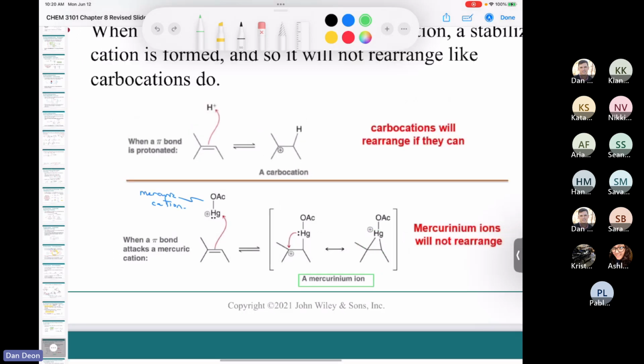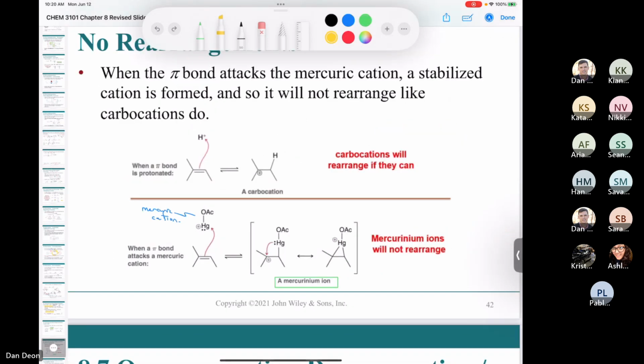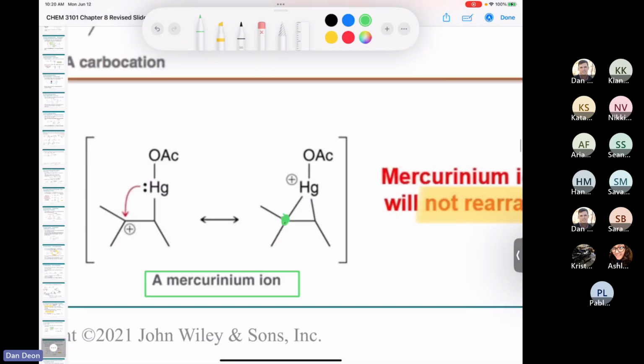And so this mercurinium ion, the idea is this. The mercurinium ion is never going to rearrange. And that's why you get Markovnikov addition and you avoid carbocation rearrangements. Now, if you're wondering, why does the bond between carbon and oxygen occur at the more substituted carbon? Like, why does it occur at this carbon in green and not in this carbon in red?